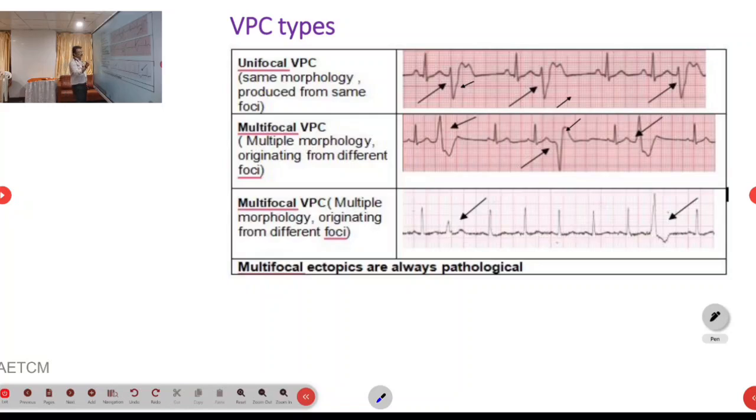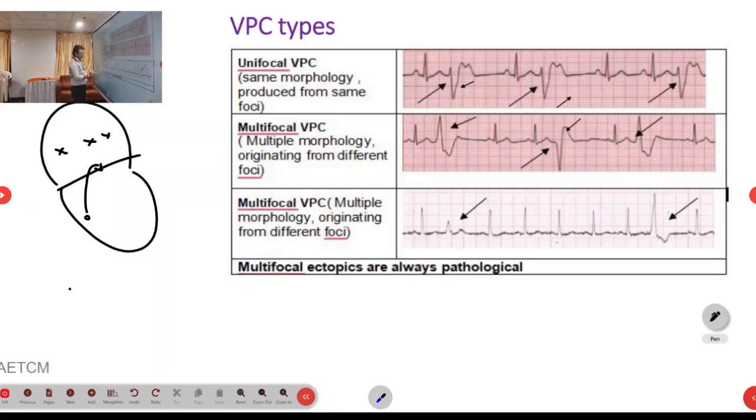Unifocal means this is again your atrium, ventricle. Atrium is not producing any electricity, so every fourth or fifth beat there is an electrical activation from the ventricle because the atrium is not working here. That produces one ectopic. After many beats, again one more ectopic. So if both are similar, you call it unifocal, that is, only from one focus.